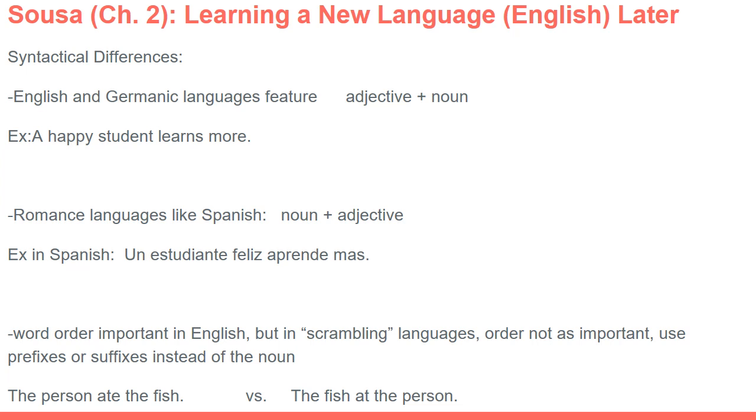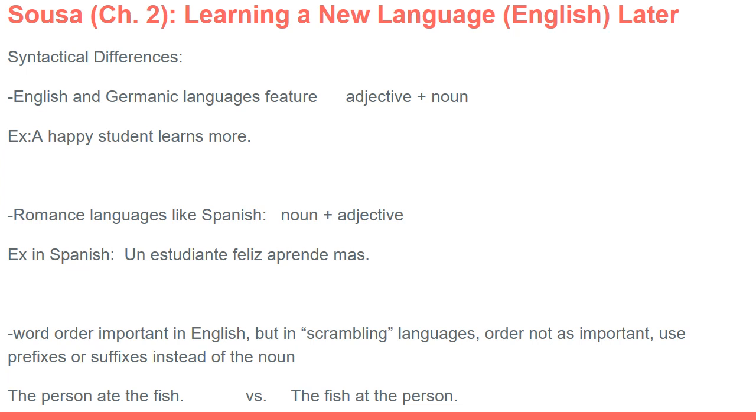There's also a difficulty and importance to teaching students how to understand the difference between syntax. If you look at it, there are some syntactical differences between Germanic languages like English and Romance languages like Spanish or French. So in English, and many of you already know this, the adjective comes before the noun. So a happy student learns more. Well, in Spanish, the adjective comes after the noun.